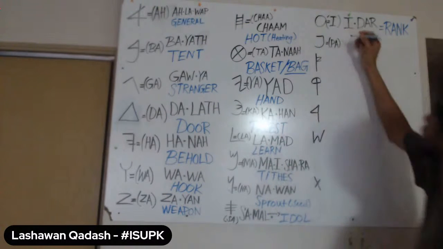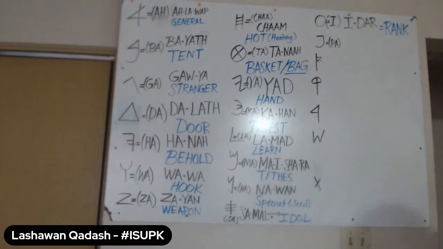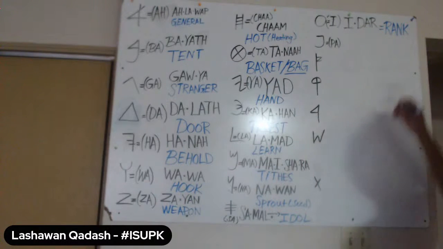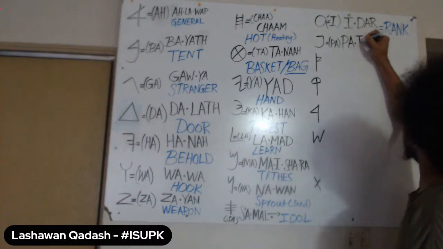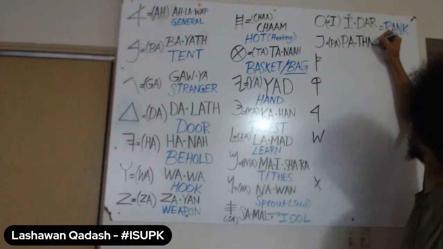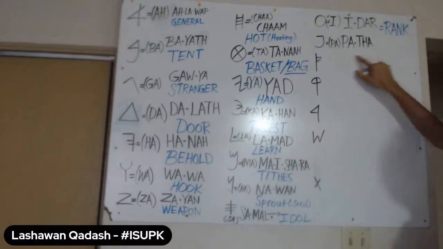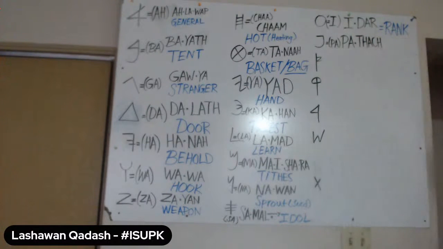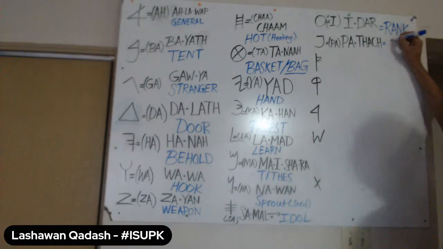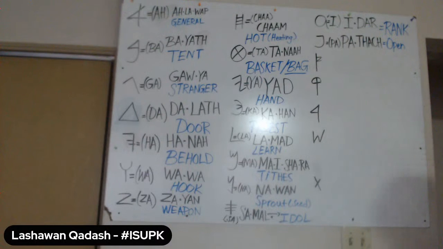All right. Now we have the pa. P-A. Pa. Okay. You got the pa. You have the th, right? T-H-A. You got the pa, the th, and the k connected. The word is pathak. Pathak. Which means open in Hebrew. Open. All right?